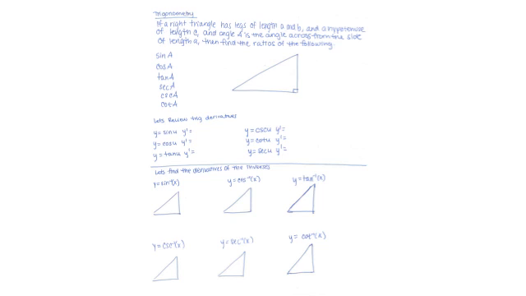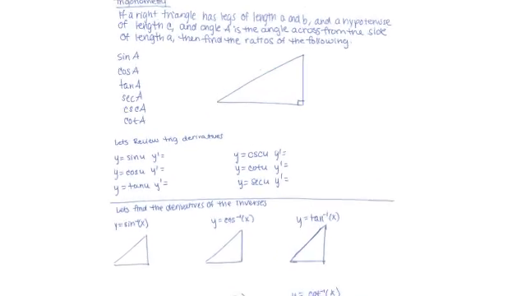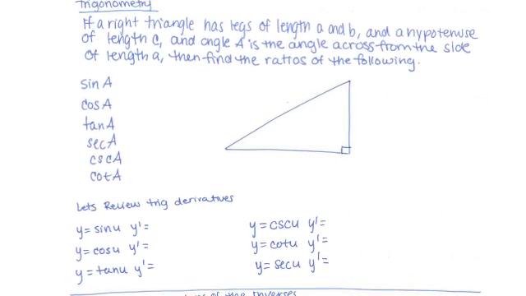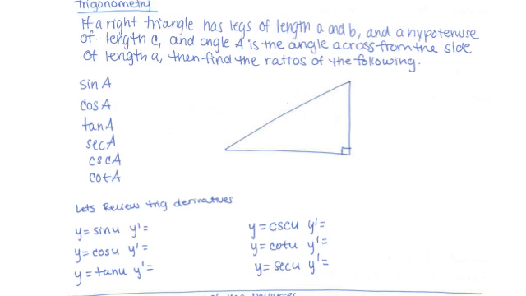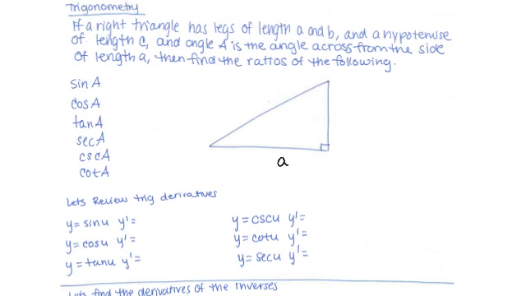So let's remember trigonometry. If a right triangle has legs of length a and b and a hypotenuse of length c, and angle A is the angle across from the side of length a, then I want to find the ratios of the following figures. So this is a, and this is b, and the hypotenuse is c, and angle A is here.